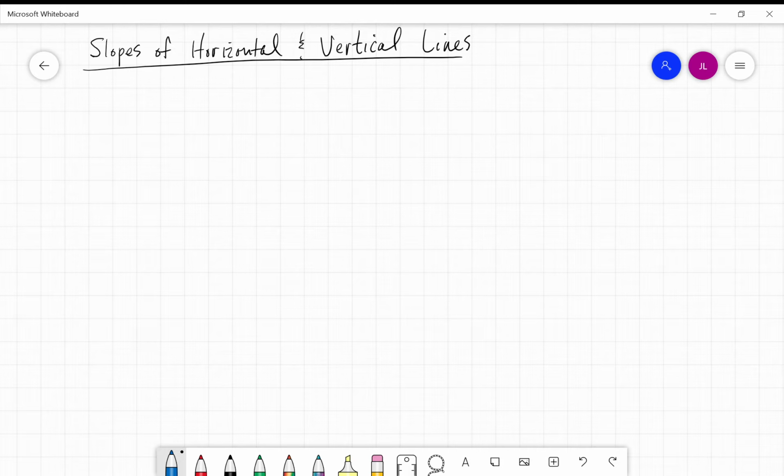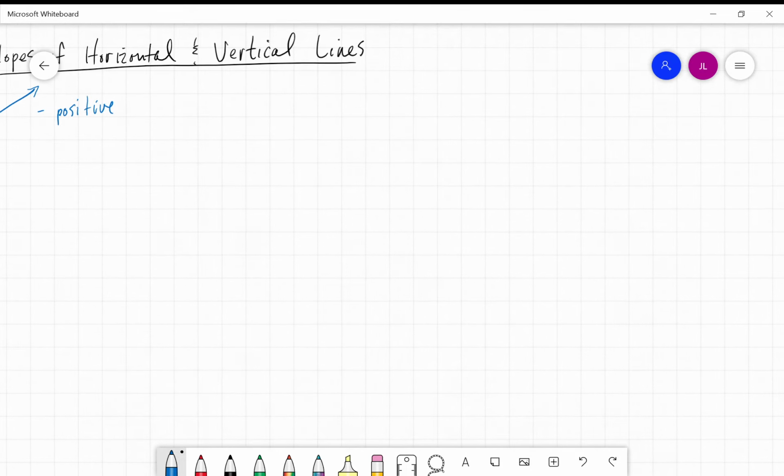Now it's time for some slopes of horizontal and vertical lines. And a couple things to look at or think of beforehand. If we see a line that goes up from left to right, we have a line that goes this way. We should know that this is a positive slope. It's going upwards from left to right.